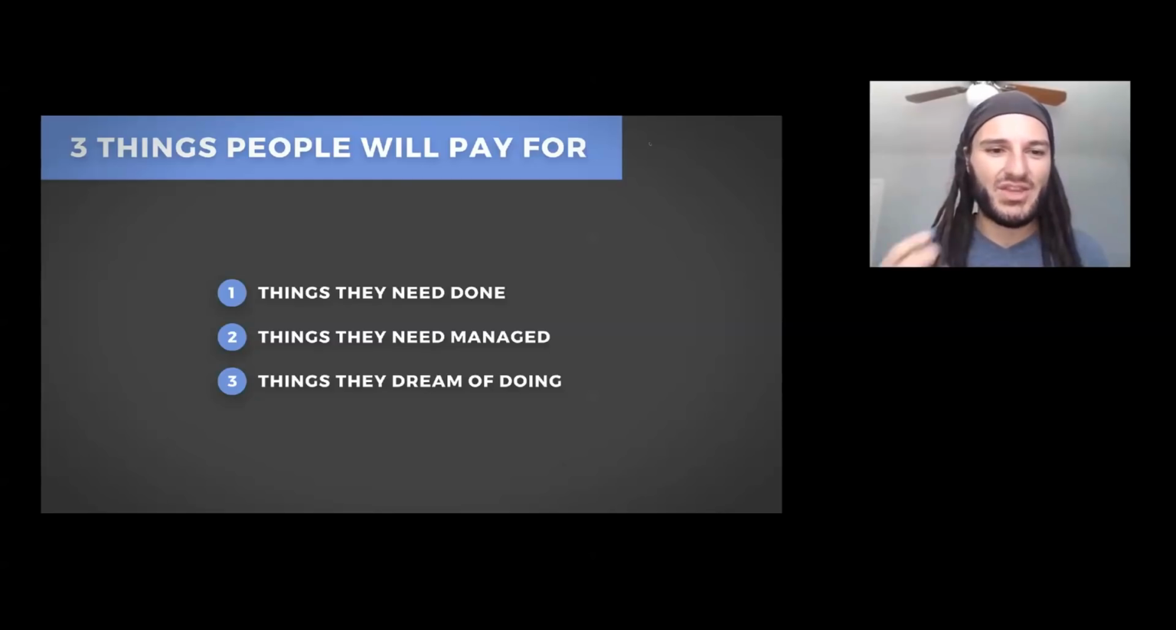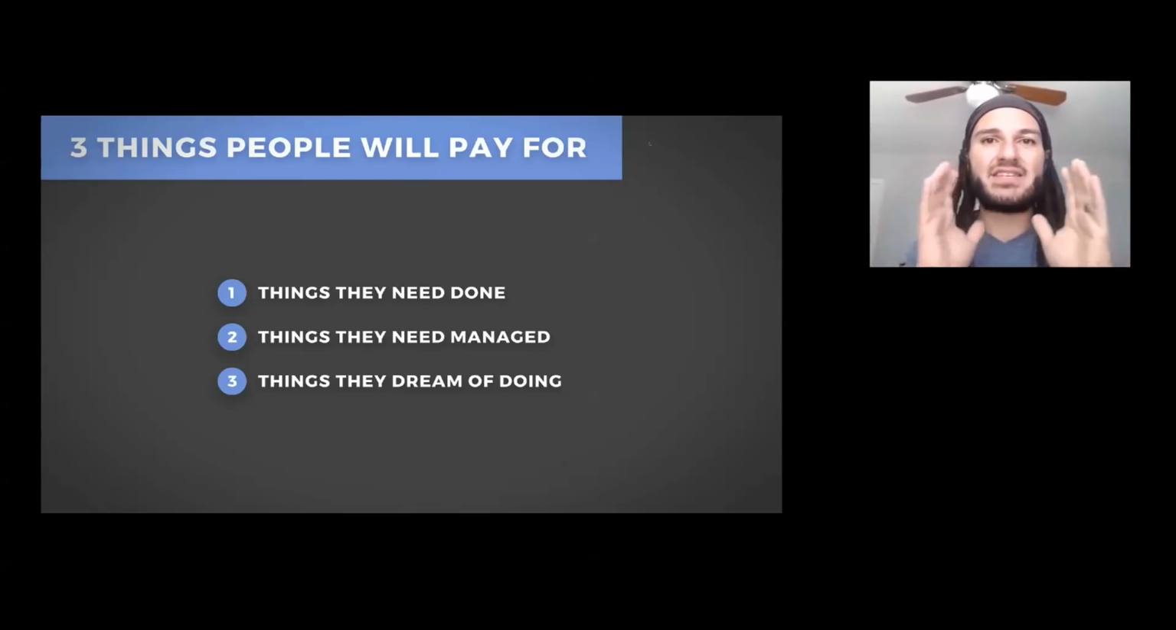And so, when you do the numbers, let's say they need their yard work done, that's something they need done. They normally tend to spend certain amounts of money, and people don't spend a lot of money on the first two categories. They don't spend that much on the things they need done and need managed, because they're trying to nickel and dime those things so that they can get back to the things that matter. And that's this third category, the things they dream of doing.